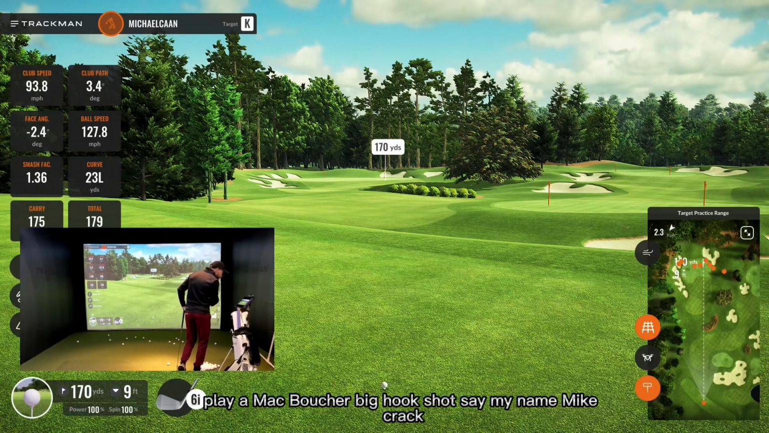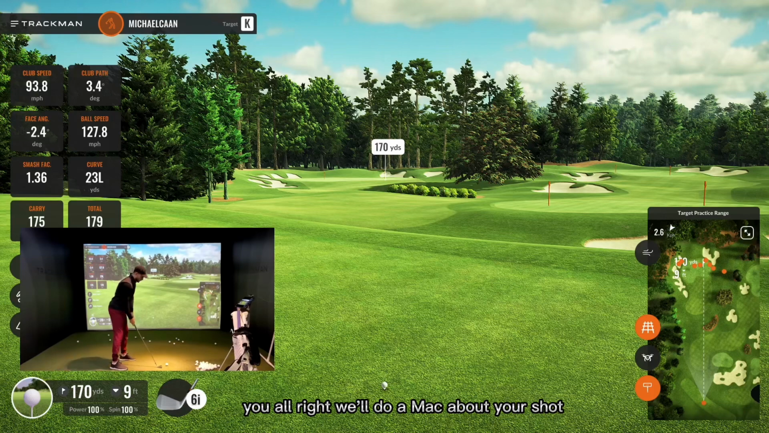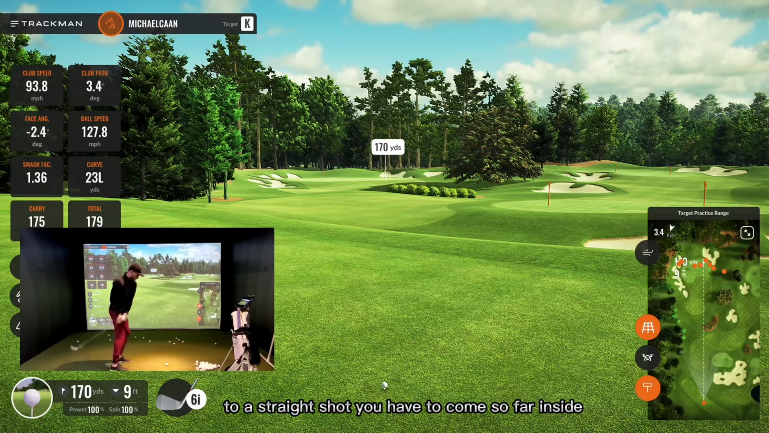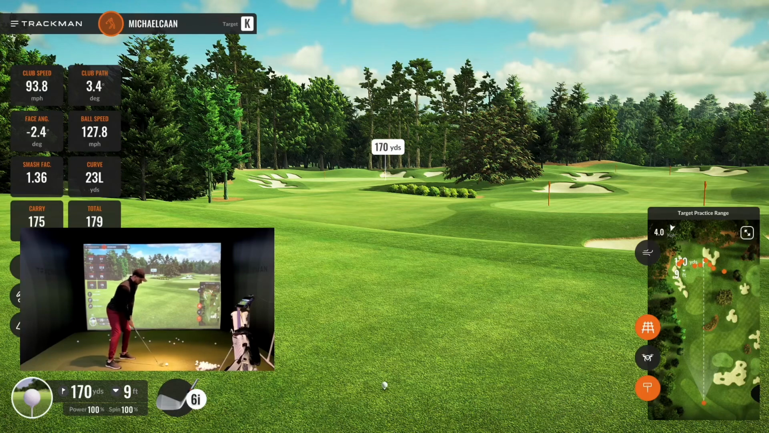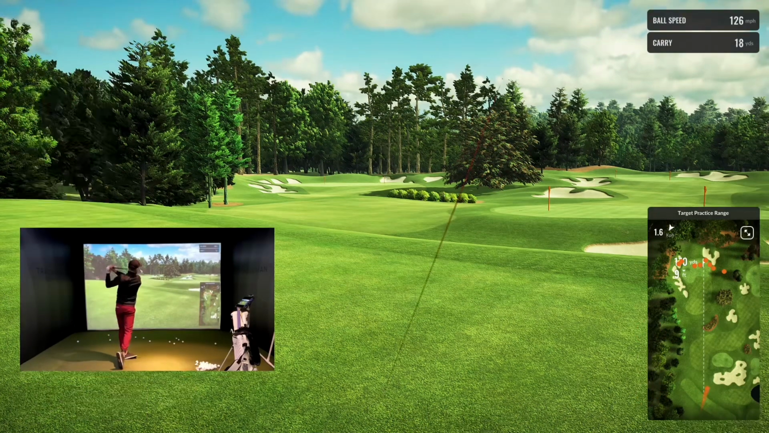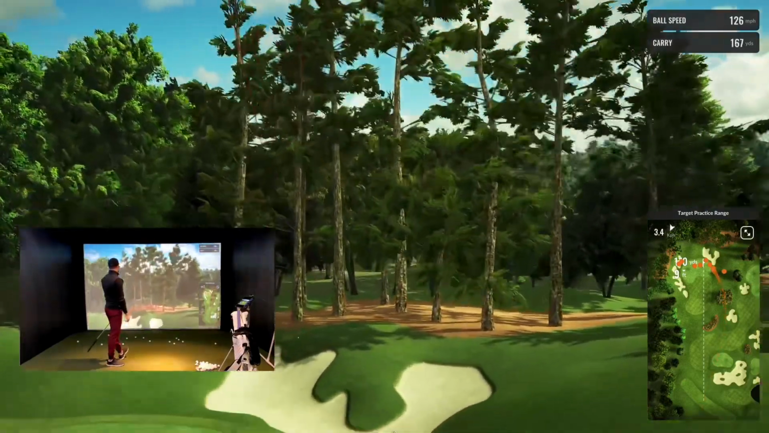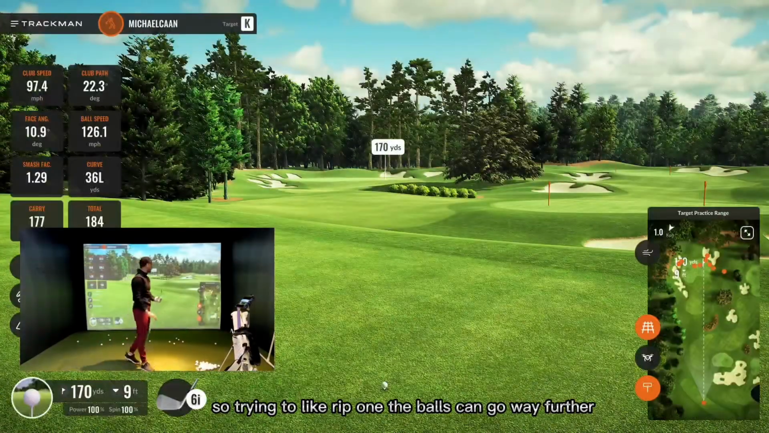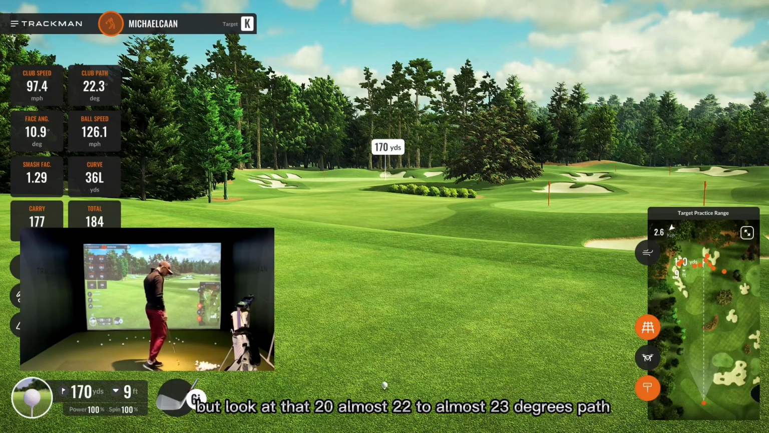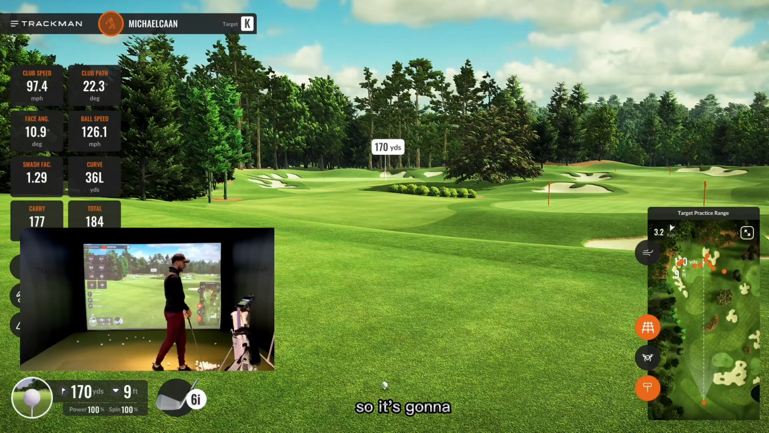Play a Mac Boucher big hook shot. All right, we'll do a Mac Boucher shot. You have to aim pretty hard, right? It'd be very difficult to do a straight shot because you have to come so far inside, you'd probably shank it every time. So you do have to change your body up a bit, but let's rip it. That should start screaming left. There you go. Solid. It's only 170, so if I'm trying to rip one, the ball is going to go way further. But look at that, almost 23 degrees path, 10-degree face angle, right?